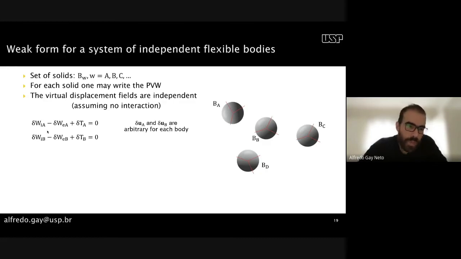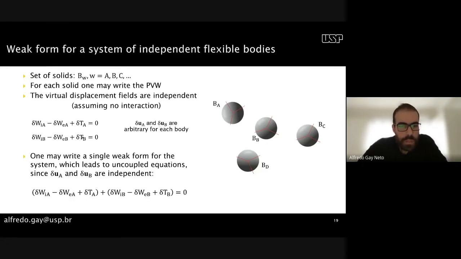So you can write that weak form I showed at the beginning for one ball and the other ball. Imagine that you have only two. And the virtual quantities here, the test functions that I presented previously, are also completely independent, because the bodies do not interact. So they are arbitrary for each body. You can just sum up all these equations for one body and the other one, both are equal to zero. These are independent, arbitrary fields. So you can write everything as a single equation. That's the weak form of the system, just summing up all the quantities for all these particles.